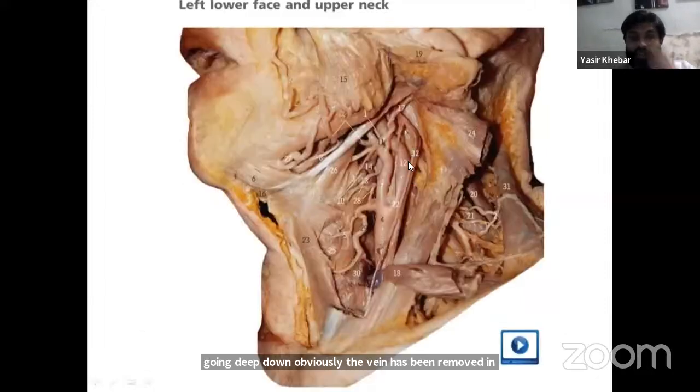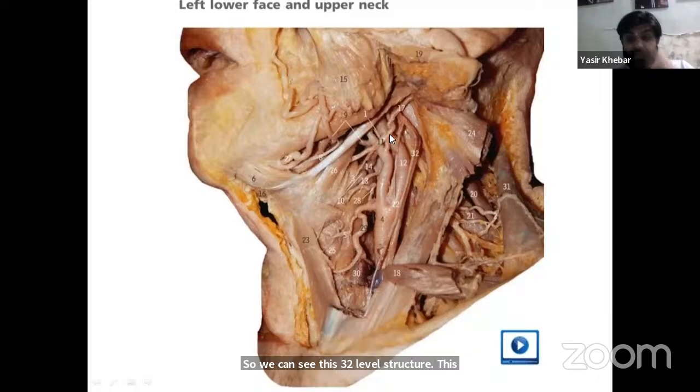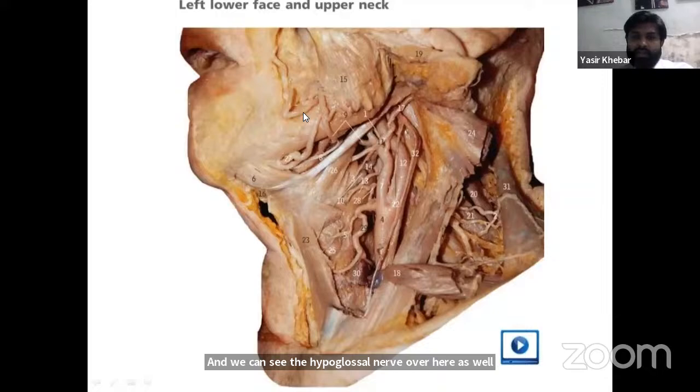So we can see this 32 labeled structure. This is the vagus nerve. And we can see the hypoglossal nerve over here as well, coming to pass into the jaw.